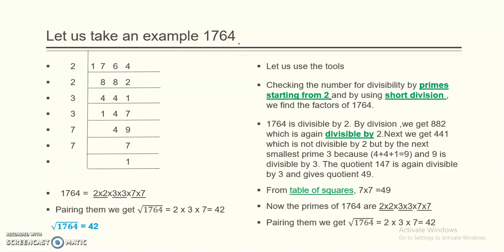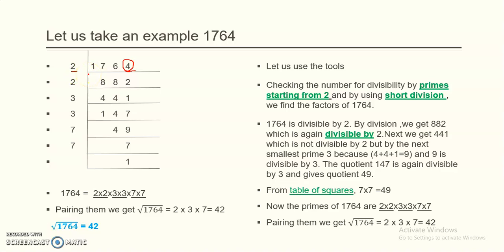Let us take an example. 1764. Let us study how to use the tools to find these factors. 1764 is divisible by 2 because the units digit is an even number 4. Now, we shall use the method of prime factorization to find the square root of 1764. So we start with the smallest prime, that is 2. We check for divisibility. Yes, it goes in 2. So let us start short division.